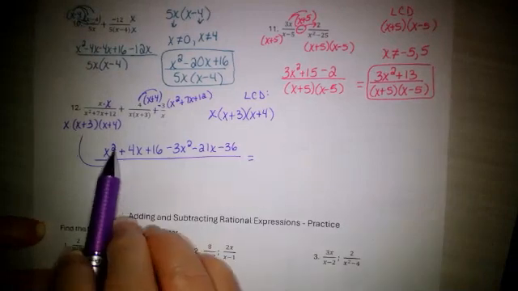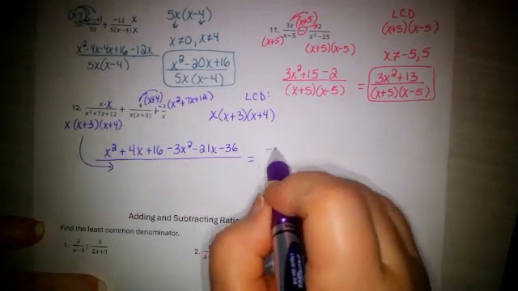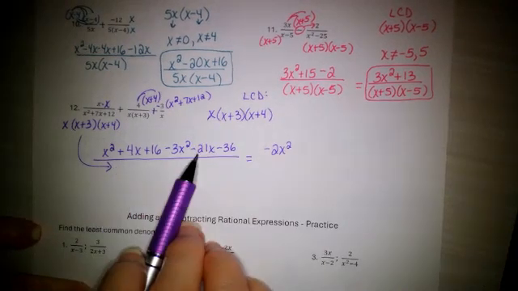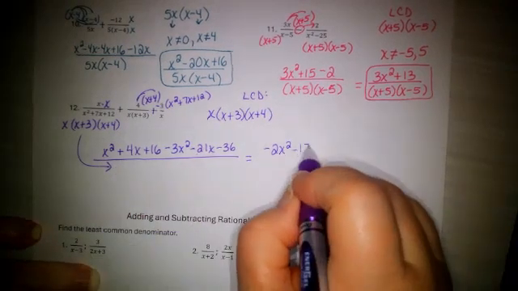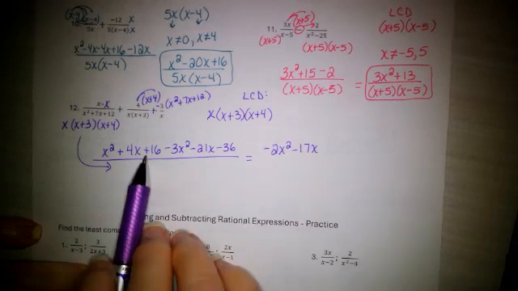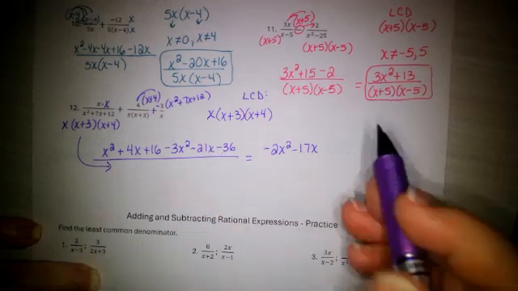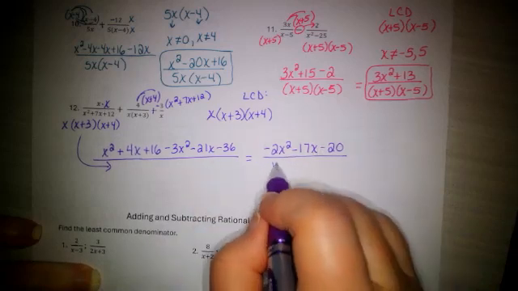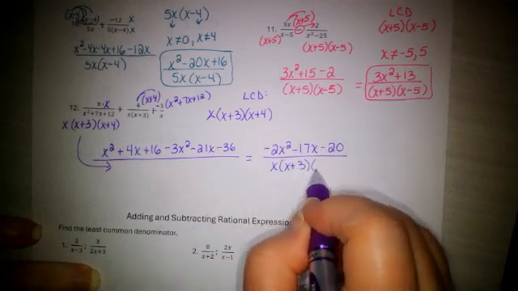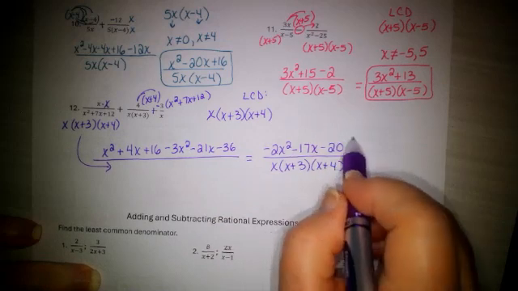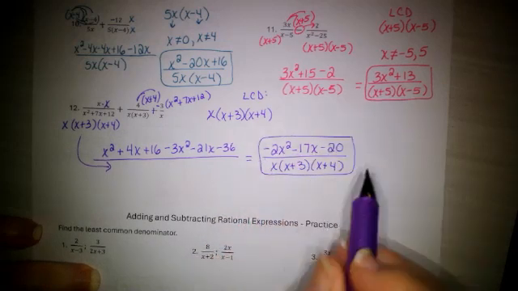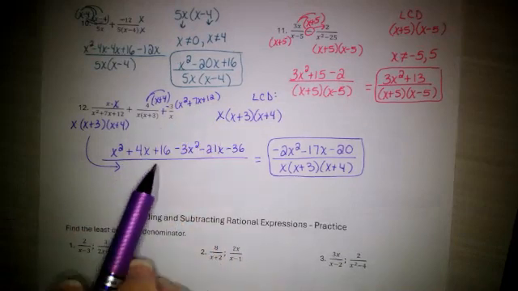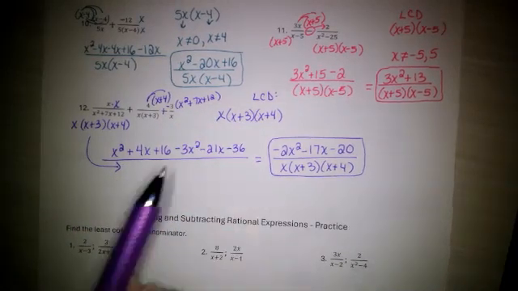So let's combine like terms. X squared minus 3x squared is negative 2x squared. 4x minus 21x is negative 17x. And then 16 minus 36 is negative 20. So we simplified our numerator, and our common denominator stays factored. And that is the answer. So take your time with your denominator, pick out what's missing, what you need to multiply by on the top and bottom, and combine your like terms on your numerator.